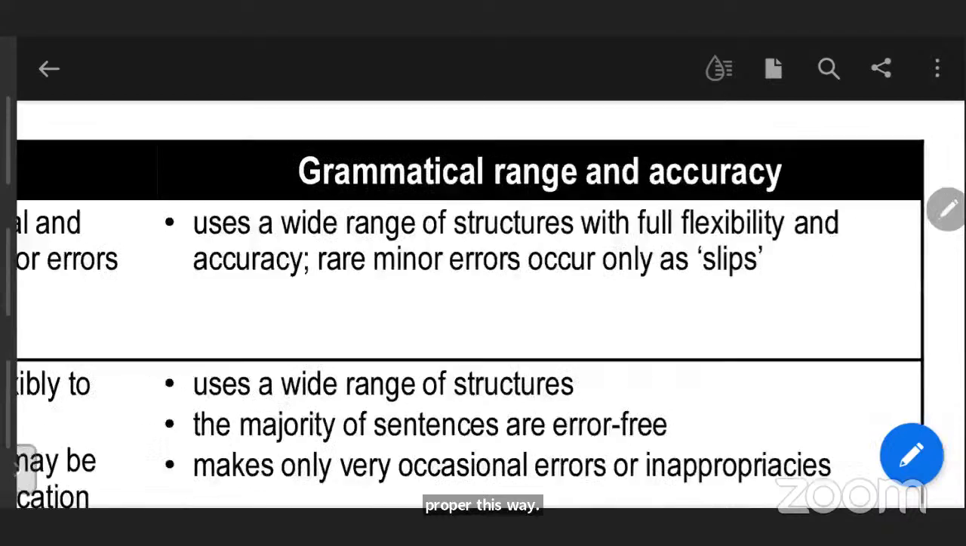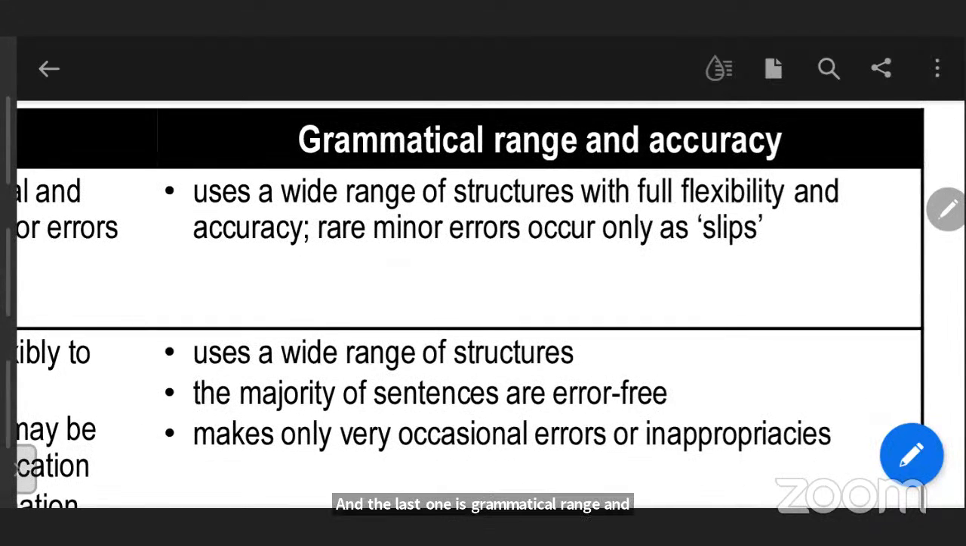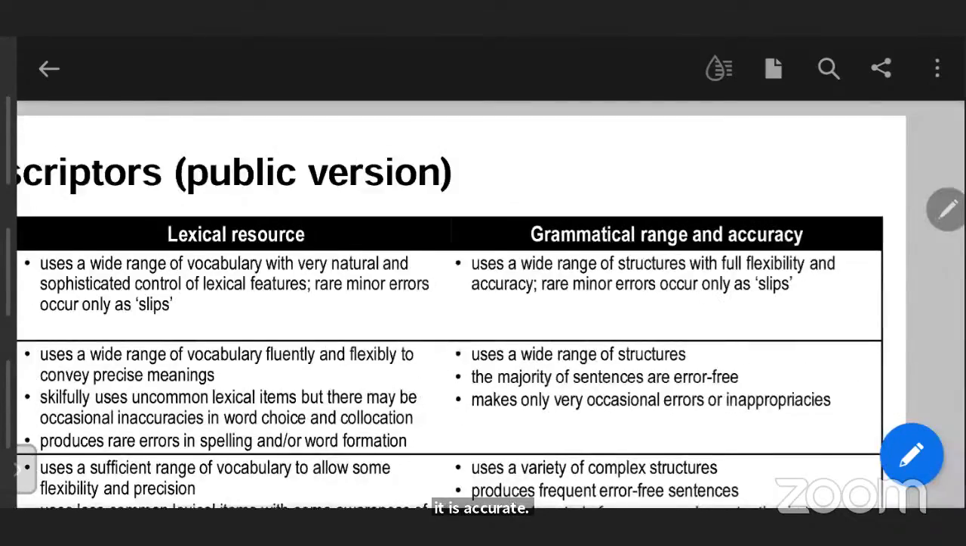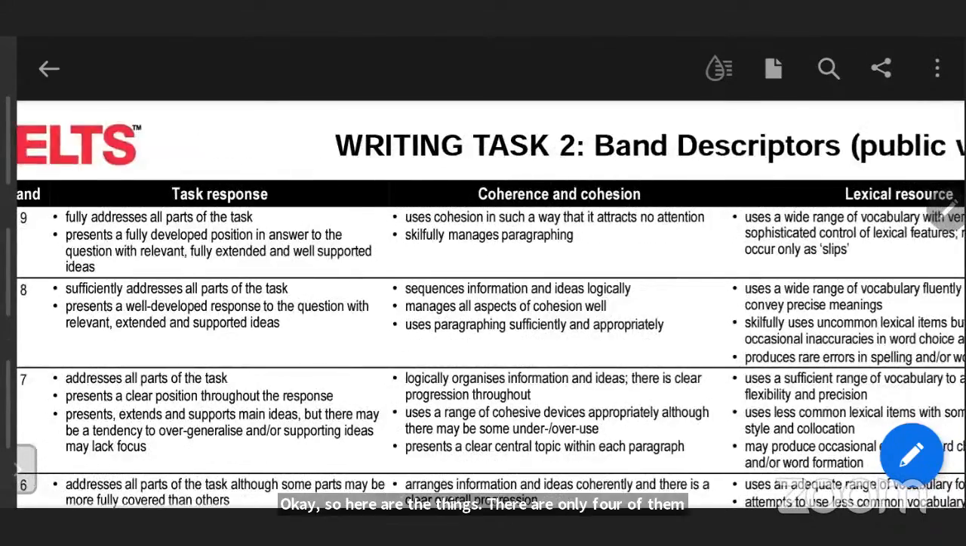And the last one is grammatical range and accuracy. It means here that the grammar will also be a main part that will be examined in your writing. So they will pay attention to your grammar, whether you use proper tenses, whether you use the proper format of subjects and verbs, and the plural, singular, things related to your grammar, and whether it is accurate. Okay, so here are the things. There are only 4 of them that you have to pay attention to.